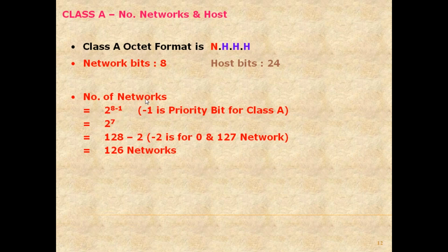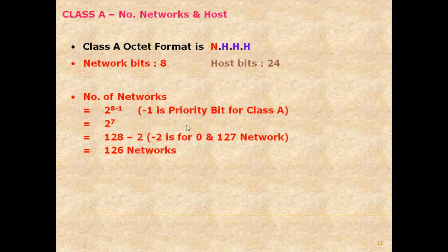Why are we using 2 power 8 here? Because in class A, the octet formation is one network and 3 hosts. One network means it is one octet, and one octet contains 8 bits. So if there are 8 bits, it will be 2 power 8. And why this minus 1?